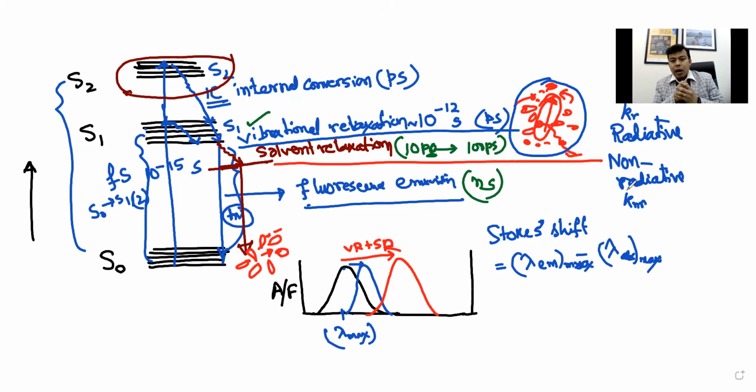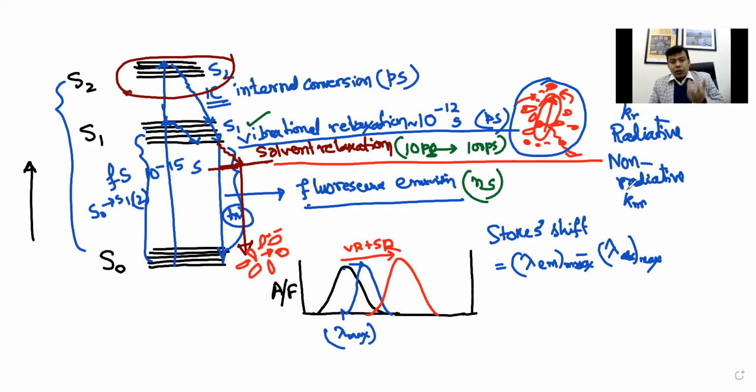If Knr is highly operative, highly efficient, much faster compared to Kr, then of course you are going to see primarily non-radiative decay. In that case, your fluorescence quantum yield is going to be much lower. Whereas when the non-radiative decay channel is almost shut off, then of course you get primarily radiative decay. Therefore, you will get a very high fluorescence quantum yield, close to 95% or so.